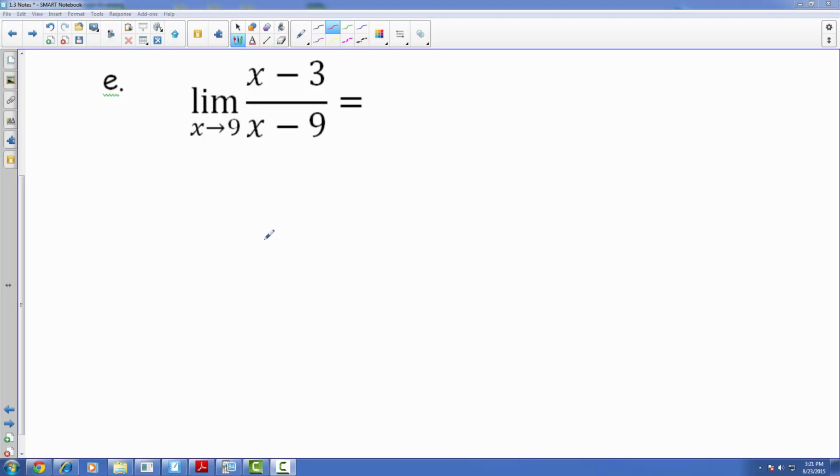Right now we're looking at problem 4e from the 1.3 set of notes. We have the limit as x approaches 9 of this rational function. Now if you go ahead and try direct evaluation, we do end up with 6 on top over 0 on the bottom. So unfortunately we do see that undefined statement because we have that 0 on the bottom.